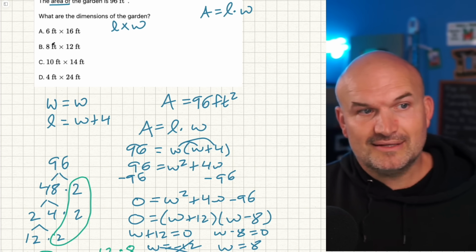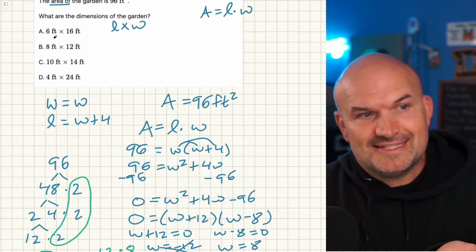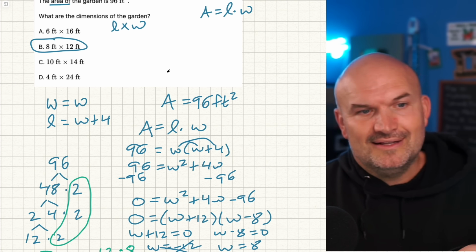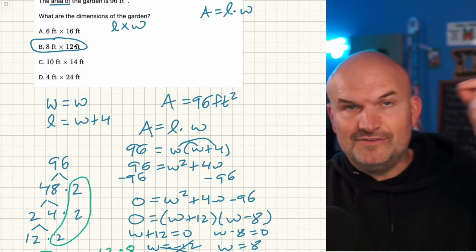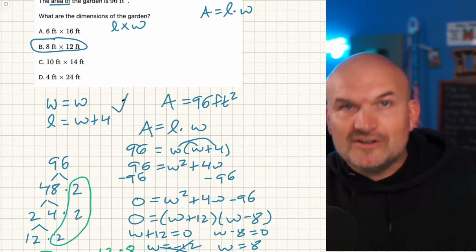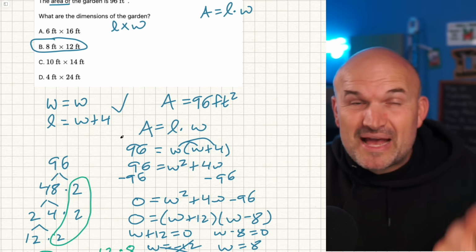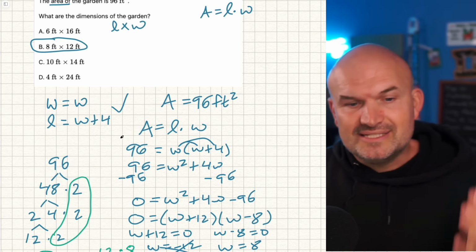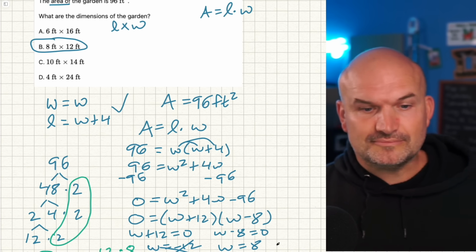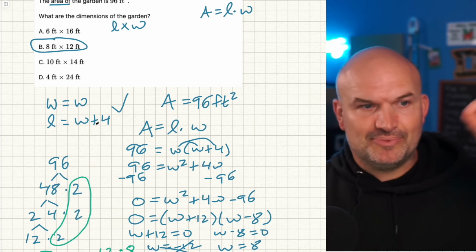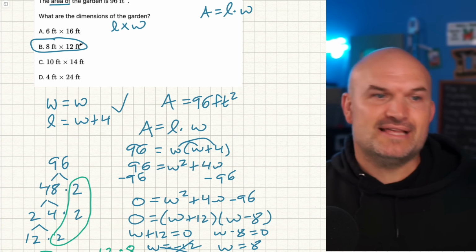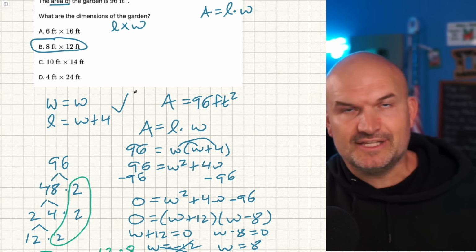So now when I look at this, guys, do you see the only answer that has an 8? It's going to be this one right here. And then again, does 8 plus 4 give you 12? Yes, indeed it does. So we can verify I didn't do anything wrong, right? We always want to make sure whenever we get an answer, especially in a word problem, does the answer make sense? 8 plus 4 is 12. That makes sense. That follows our logic and everything checks out.